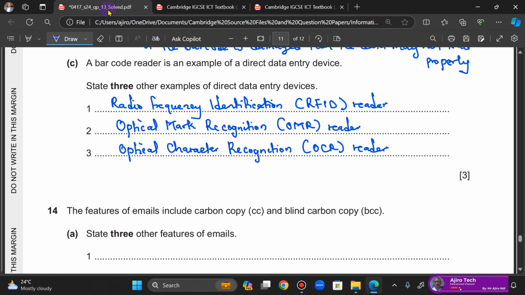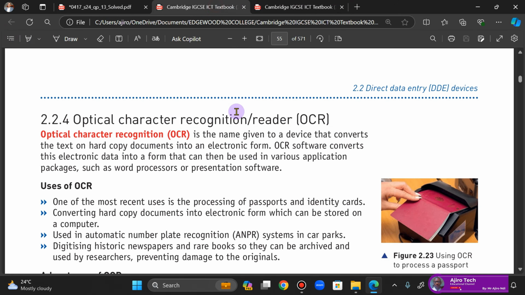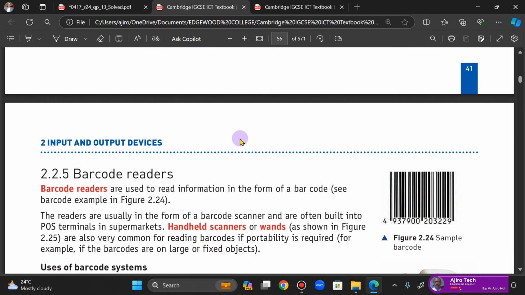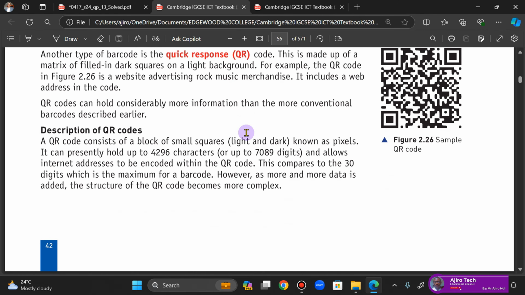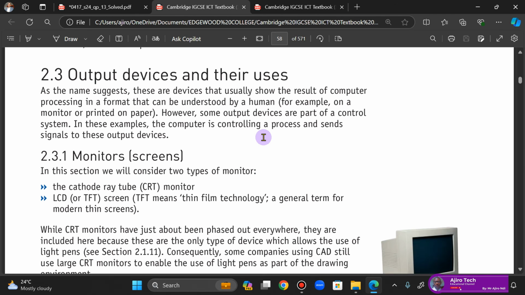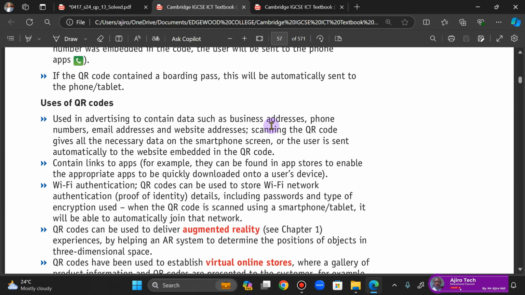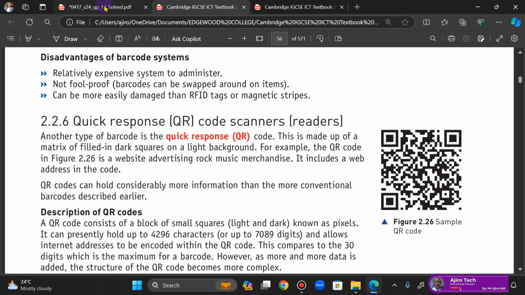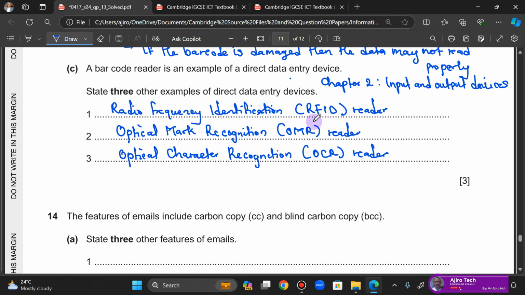Okay, and we have other ones. We have the barcode like we talked about, the QR codes like we talked about. We also have your card readers, your contactless. So we have the radio frequency identification reader, optical mark recognition reader, optical character recognition readers as well, and the card readers, your barcodes, etc.